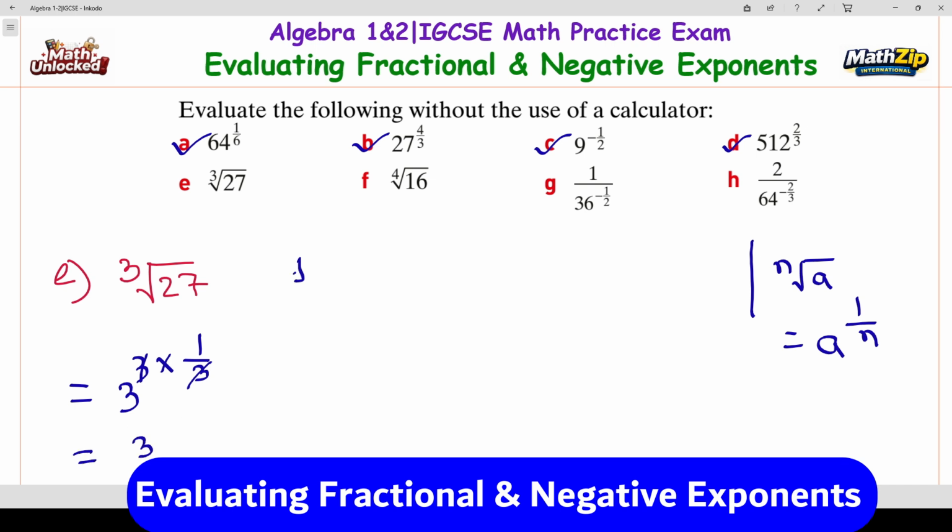Number F, fourth root of 16. So again 16, we can write as 2 to the power 4. And the fourth root, we can write as 1 by 4. So 4 divided by 4, it will be 2.